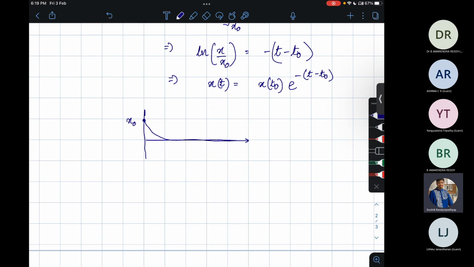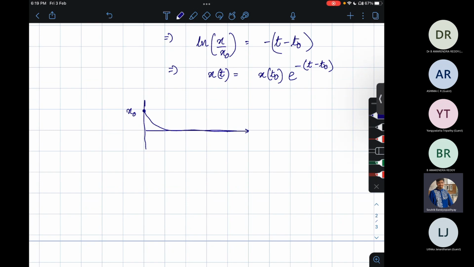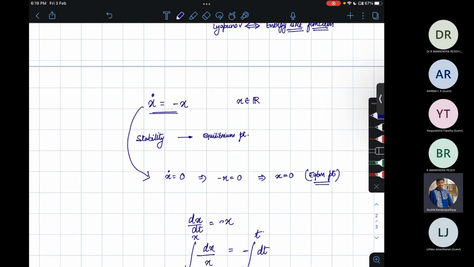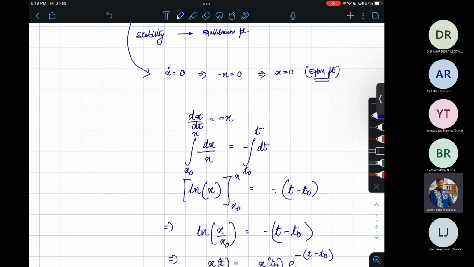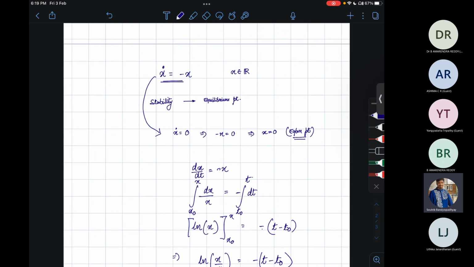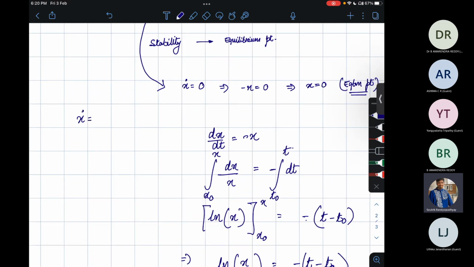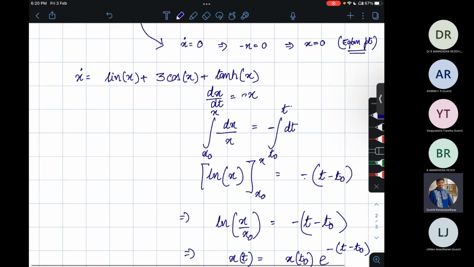It won't hit 0 before that, but it is going down to 0 exponentially. So if I perturb this point from this origin, it would still decay down to 0. So this is one way of looking at the stability, and this is a very crude way of doing things, because for some complex system like x dot equal to sine of x plus 3 cos x plus some tan hyperbolic anything, very complex systems, this kind of integration is very difficult to compute.